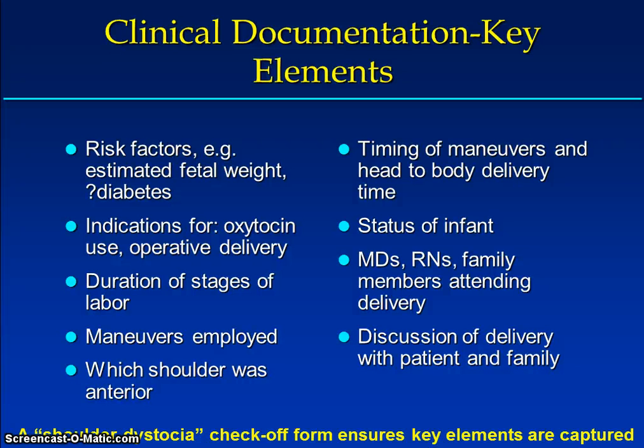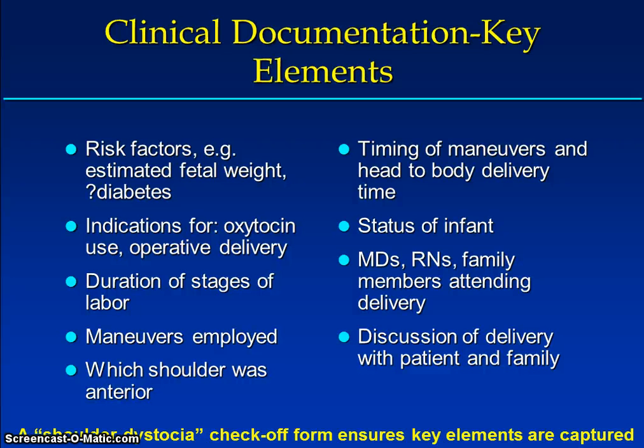If you have trouble remembering a lot of this, there are a number of checkoff forms available through ACOG and through various publications that will list many of these. Clearly, you should list what risk factors may have been present that would lead to the shoulder dystocia. This would include estimating the fetal weight, whether or not the patient had diabetes. If oxytocin was used or an operative delivery was carried out, clearly the indications should be stated and be justifiable.